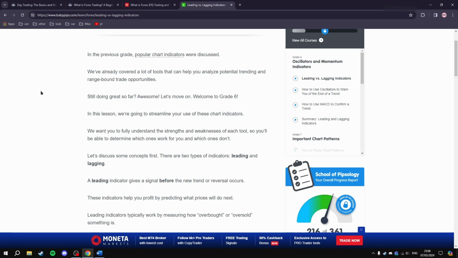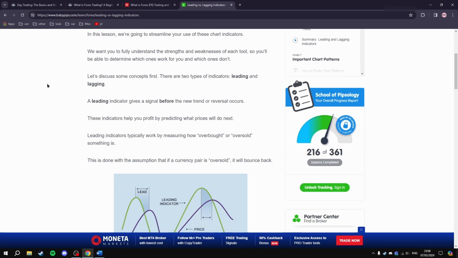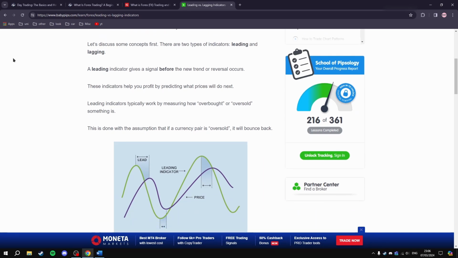In this lesson, we're going to streamline your use of these chart indicators. We want you to fully understand the strengths and weaknesses of each tool so you'll be able to determine which ones work for you and which ones don't. Let's discuss some concepts first. There are two types of indicators, leading and lagging. A leading indicator gives a signal before a new trend or reversal occurs.